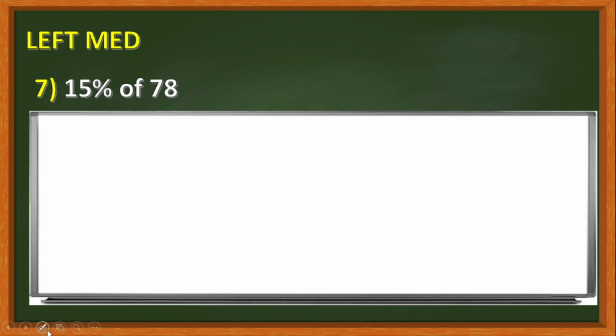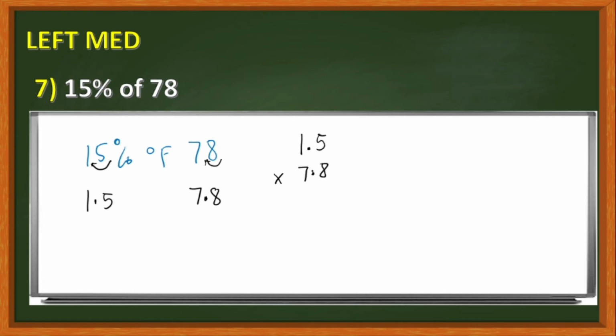How about 15% of 78? So 15% of 78. Basically, you're going to move the decimal point to the left one place. So left method approach. Take note of that. So it becomes 1 and 5/10. And then this would be 7 and 8/10. So you just multiply two of them. So 1 and 5/10 multiplied by 7 and 8/10.